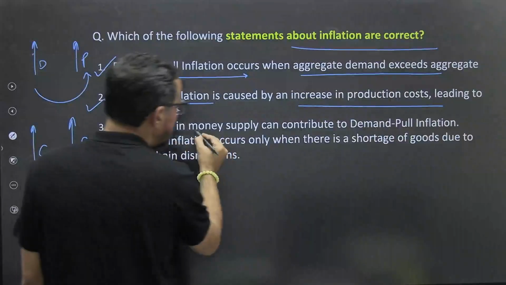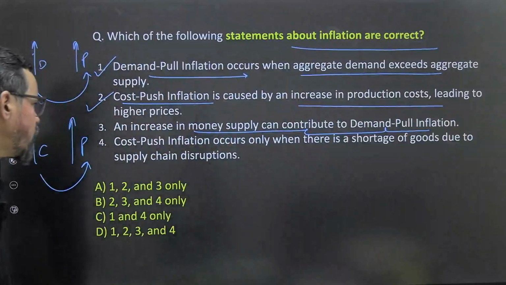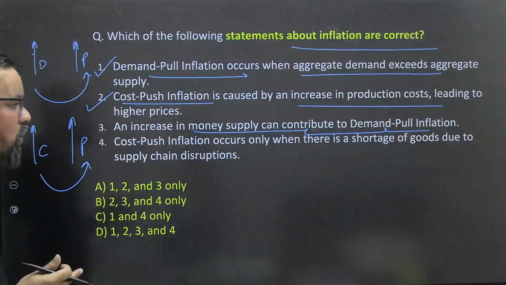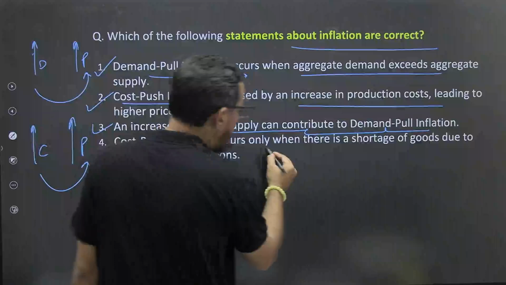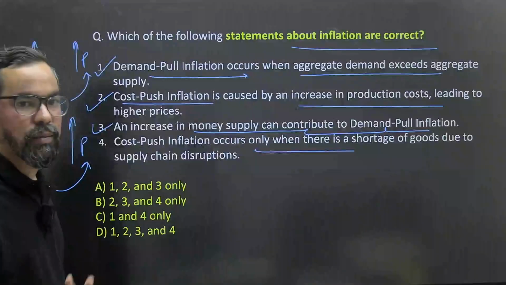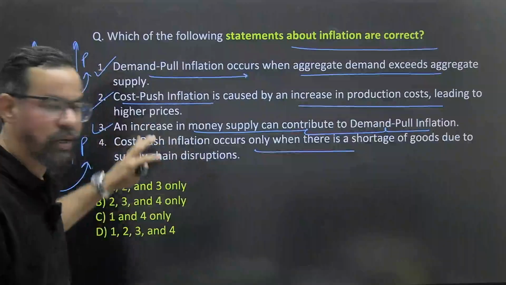An increase in money supply can contribute to demand pull inflation. Yes, it can. This is also correct. If we have more money, we'll spend more. That means there will be more demand. If there is high demand, the prices will go up, right?